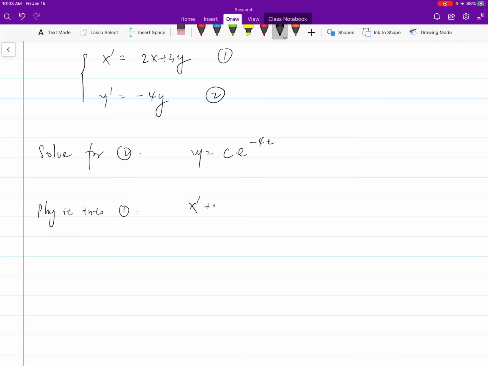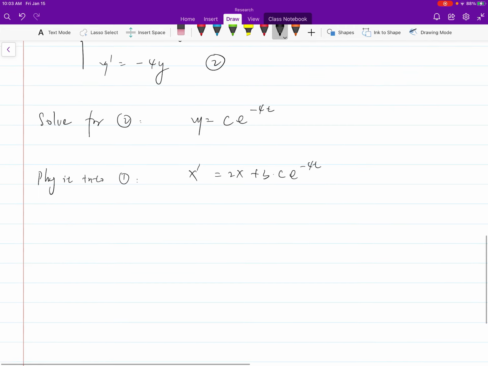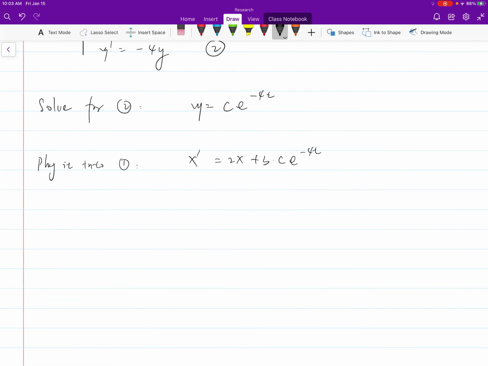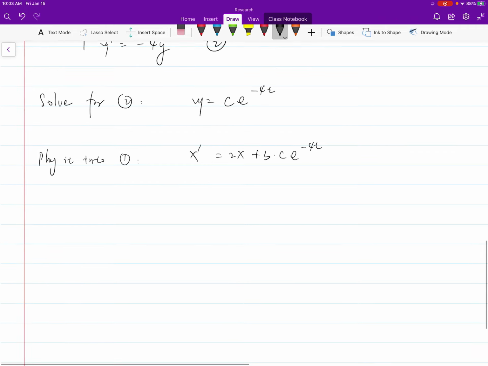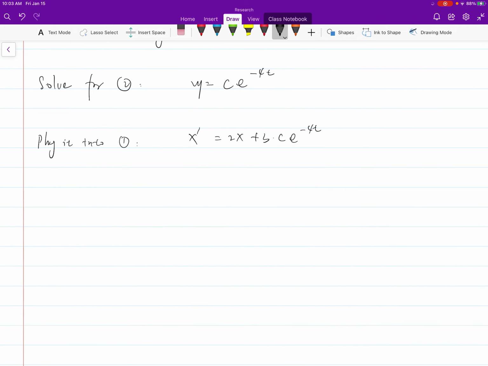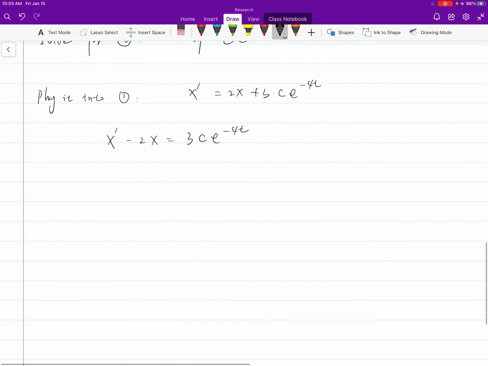You have x prime plus 2x equals 2y. Before, you had a y, but now you know what y is: it's going to be c e to the negative 4t. After that, you solve this one, and there's no more y because you already know what y is, with a constant c. You can solve it as a differential equation of x. From what we see here, it's pretty easy. It's a linear equation.